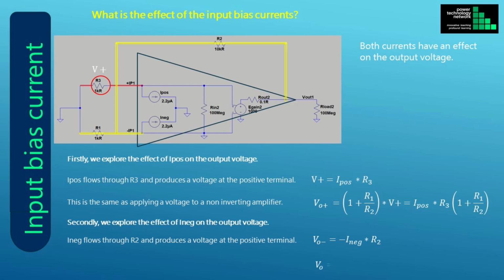This is the expression for the total output voltage, which is the sum of the positive and negative input terminal voltages. This expression also gives us a clue of how to counter the effect of the input bias current. In the next slide, we shall explore how to cancel the effect of the input bias current. We want the output voltage to be zero, which we can achieve by varying the value of R3.